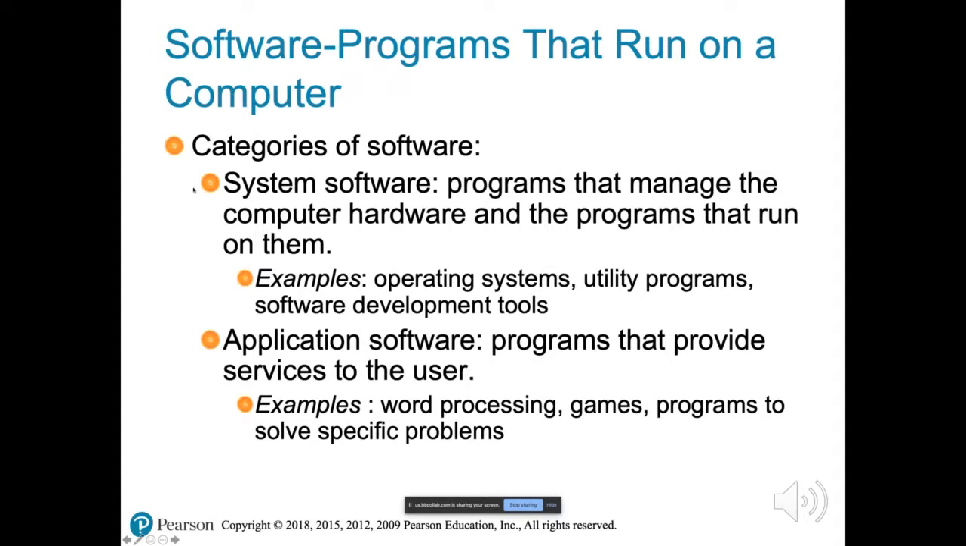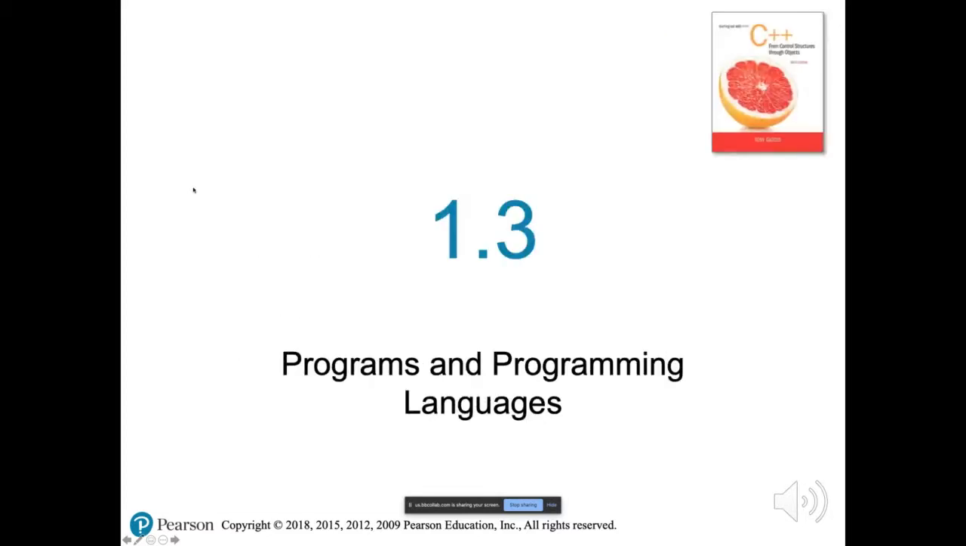Software is designated into two different categories. System software is programs that manage the computer hardware and the programs that run on them. Examples: operating systems, utility programs. The other one that everyone is familiar with is application programs, which provide service to the user: word processors, games, Excel, all those applications that you use, not what manages the hardware.